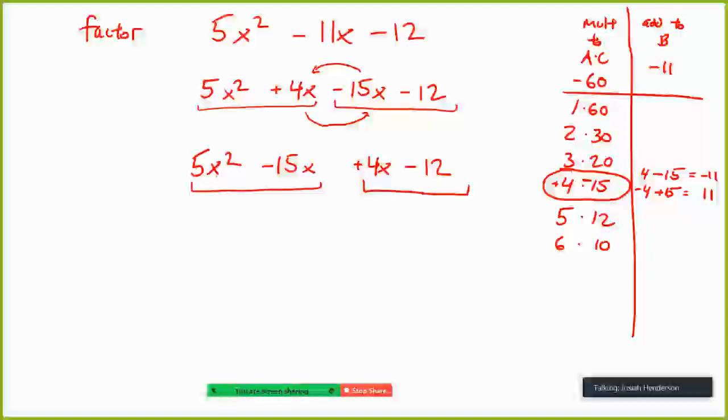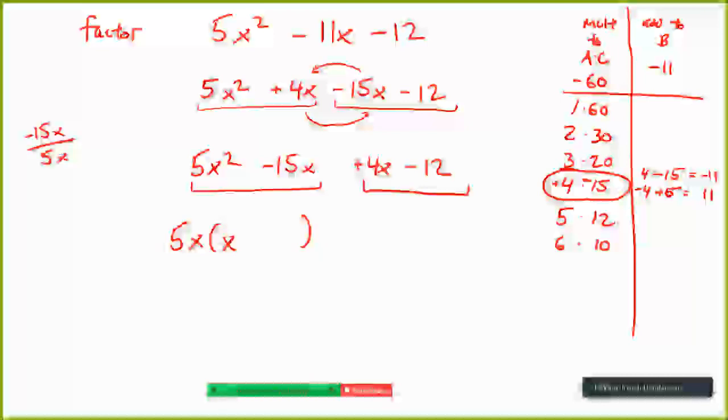So we can pull out 5x from the first set, 15x, or I should say negative 15x, divided by 5x. If you can't do that in your head, I want you to do it off to the side on paper and just straight up divide it. So negative 15x divided by 5x, and see what's left over. Negative 3, and the x's cancel, so it's x minus 3.